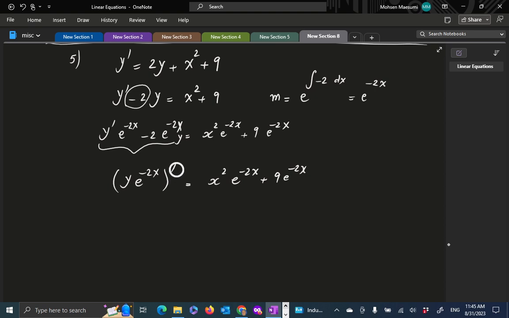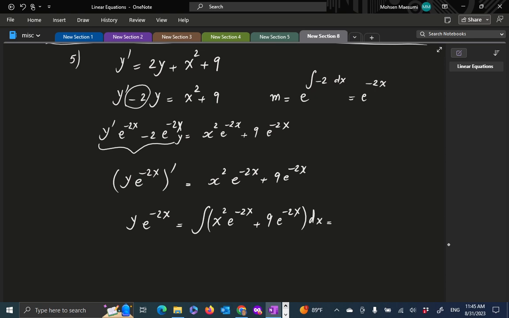The antiderivative of this simply means the differentiation goes away. So y times exponential of minus 2x equals, on the right-hand side, exponential of minus 2x... the antiderivative of x squared exponential of minus 2x plus 9 exponential of minus 2x, the whole thing dx.